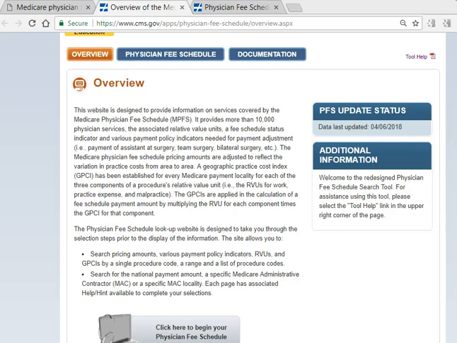Welcome to the session on the pricing quirks of the Medicare physician fee schedule. What we're going to do is start with the page that shows you the physician fee schedule lookup, and then we're going to go to a Medicare administrative contractor page to explain what some of those indicators are.